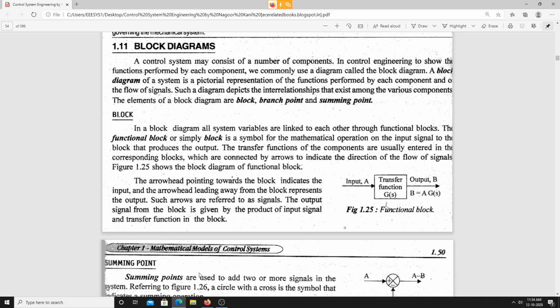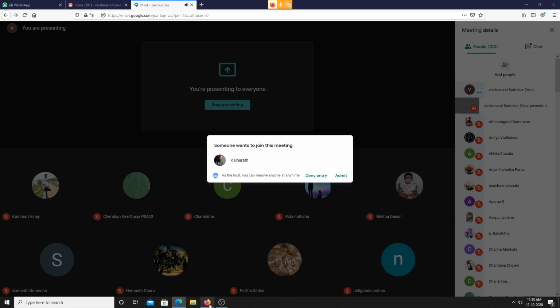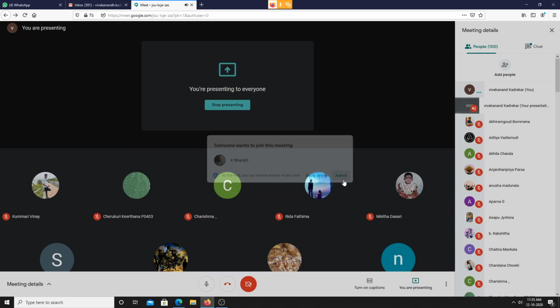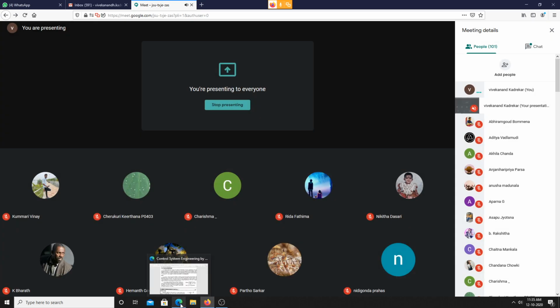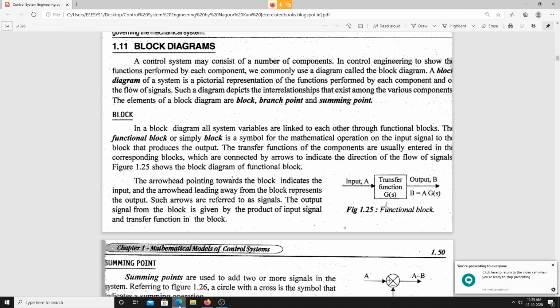So it will show the pictorial representation. We will represent one particular physical system with the help of this block diagram. Fine. So what is the use of this block diagram? It is used to represent one particular physical system, simply a pictorial representation of a physical system. We call it a block diagram.